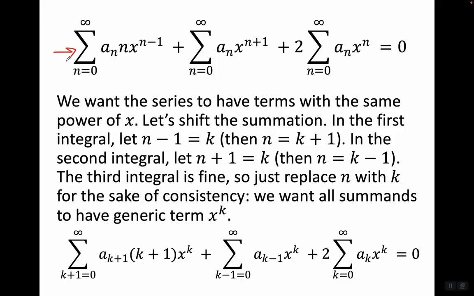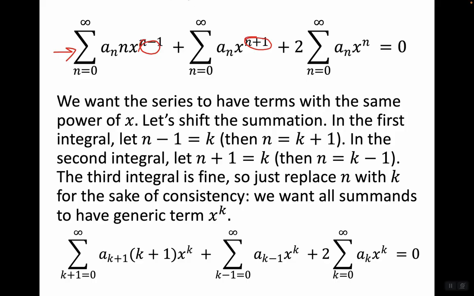We want the series to have terms with the same power of x. Let's make them all x to the k. Let's shift the summation. In the first series, let n minus 1 equal k, then n equals k plus 1. In the second series, let n plus 1 equal k, then n equals k minus 1. The third series is fine, so just replace n with k for the sake of consistency. Again, we want all summands to have generic term x to the k.